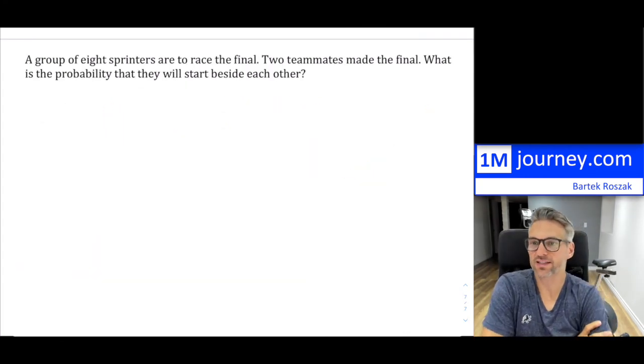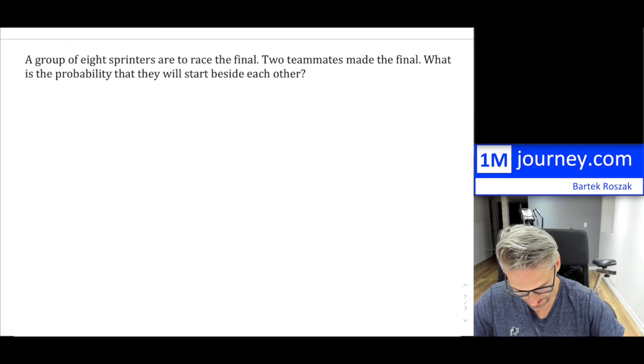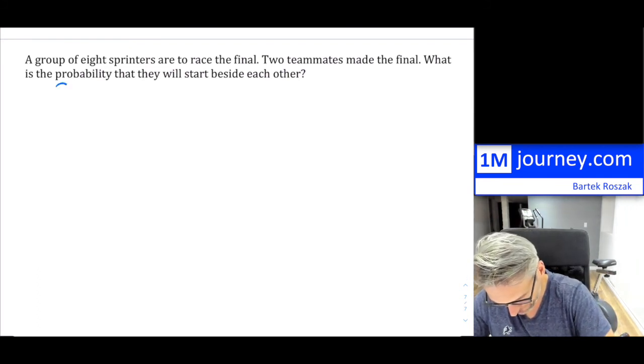So a group of 8 sprinters are to race the final. Two teammates made the final. What is the probability that they will start beside each other? Okay, so it's a probability question.